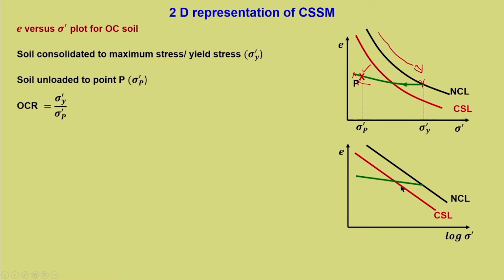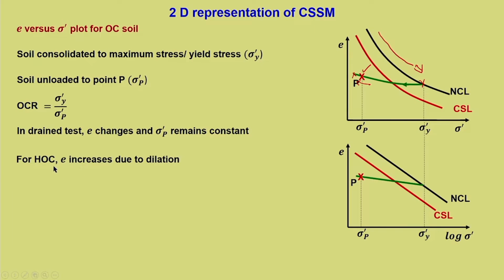Now, this is represented on the e-log sigma' plot. All these representations can be considered for all sorts of representation. You should not get confused why e versus log sigma' is discussed only for OC, not for NC. It is applicable for all. It is like I am using a different framework for representation. All of them are equally valid for all the cases. So, sigma_y', the point P, sigma_p' marked the same. In a drained test, e changes, sigma_p' remains constant. That is what we have already seen.